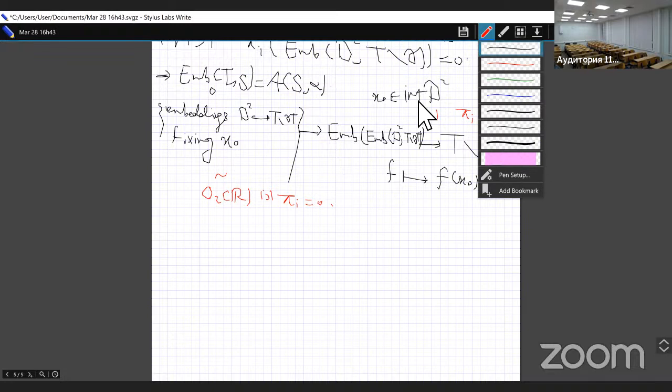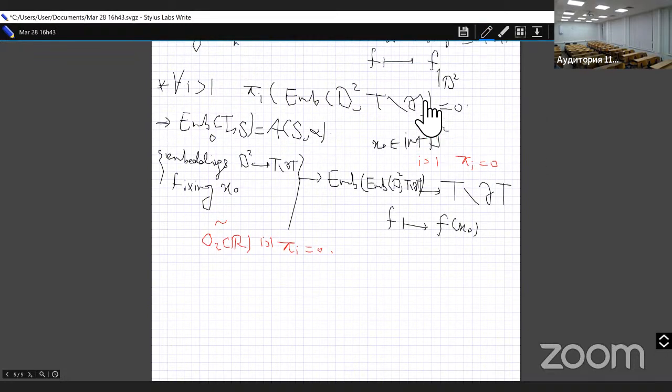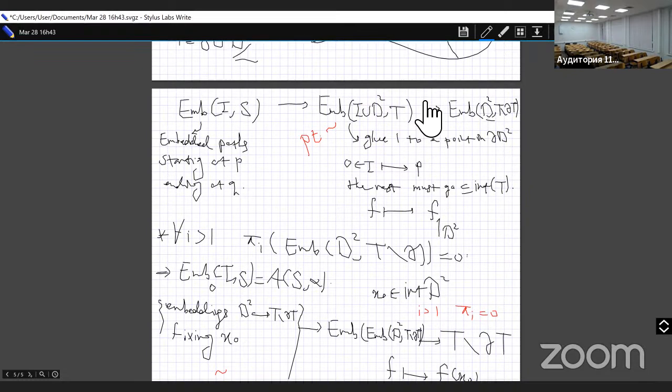So let's go back to the upper part and see what we've done. For this one, pi I are 0 for I larger than 1. And if we write down the exact sequence, we can see that this tells us that pi I are 0 for I larger or equal than 1. So it tells us that the connected components are contracted.